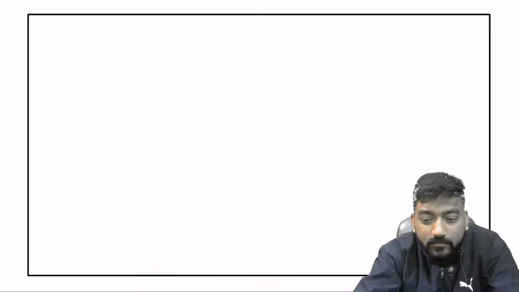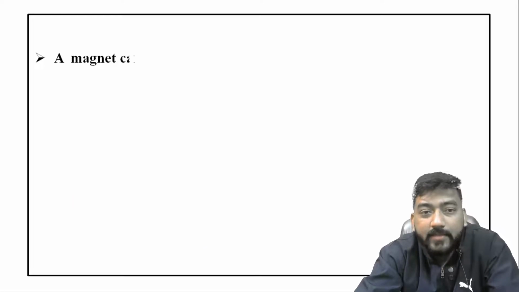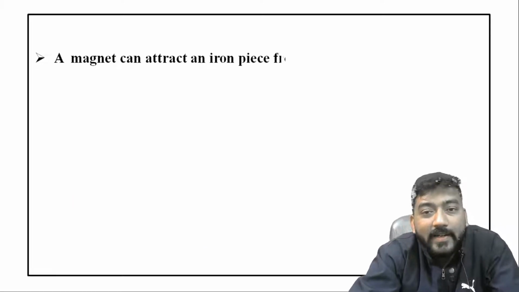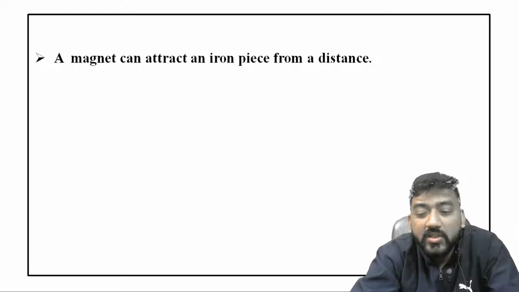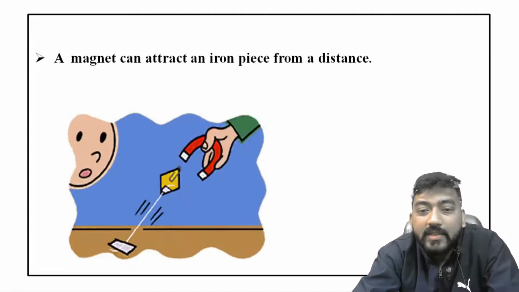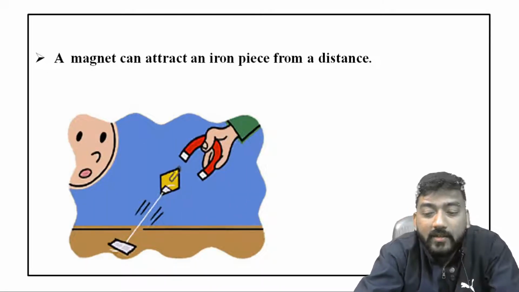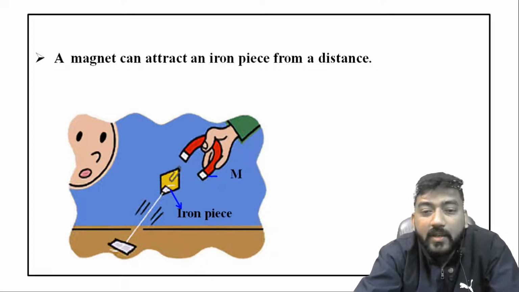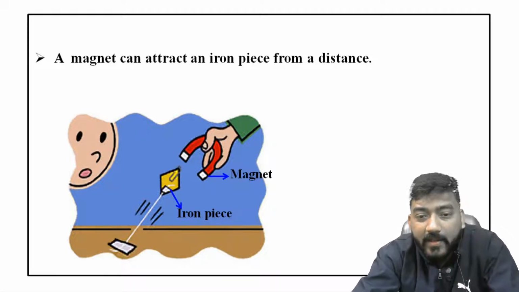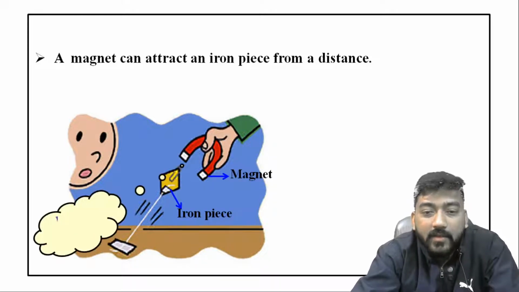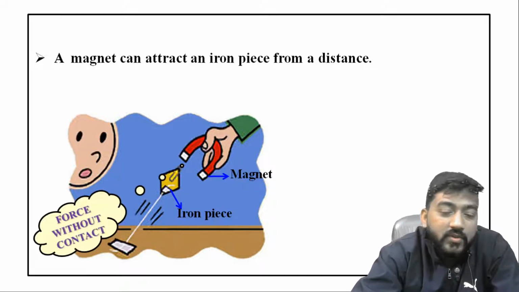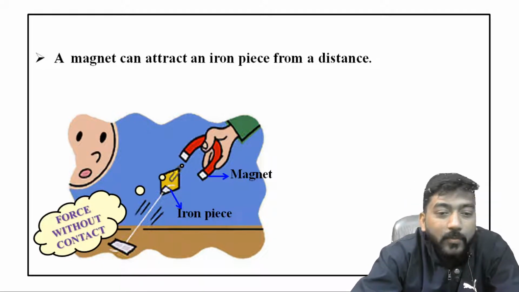But if I give you another example, a magnet can attract an iron piece from a distance, and here you can see there is no need of contact. This is an iron piece and this is a magnet, and the magnet will attract the iron piece, but there is no need of contact. So this is a very good example of force without contact.